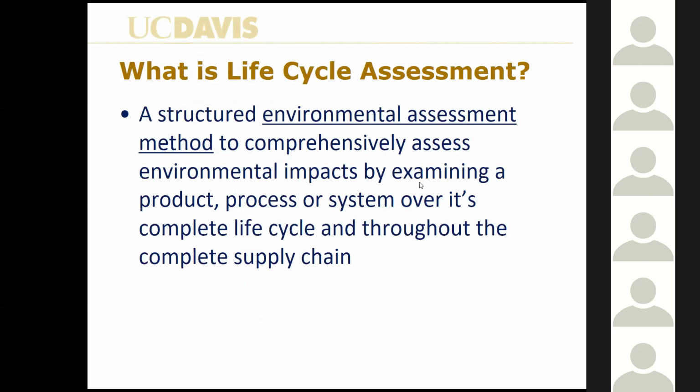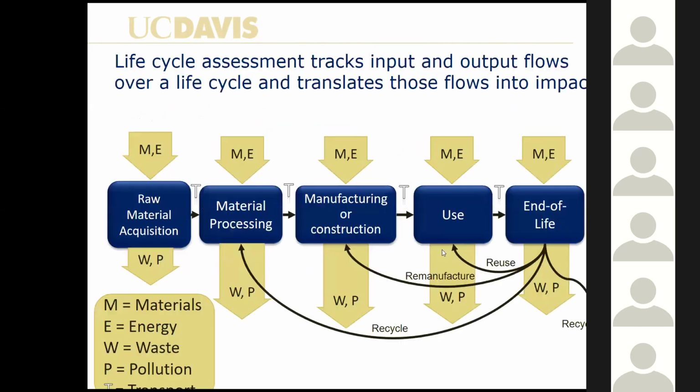And so the goal here is to actually assess all the environmental impacts over a life cycle and throughout the complete supply chain associated with that life cycle. So in terms of how we actually go about trying to quantify environmental impacts in life cycle assessment, we're tracking inputs and outputs over a life cycle. So the inputs will be things like material, energy, and resources. And the outputs will be things like waste and pollution, as well as the products that may be generated, for example, at the end of life if recycling occurs.